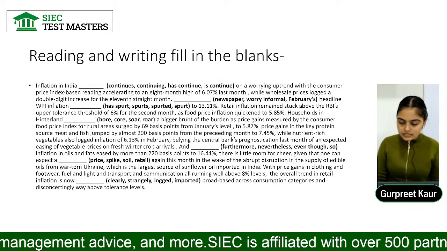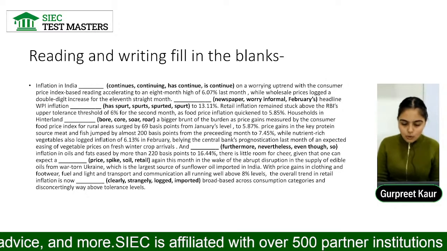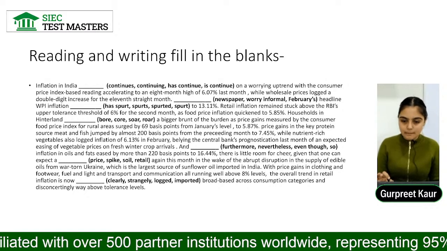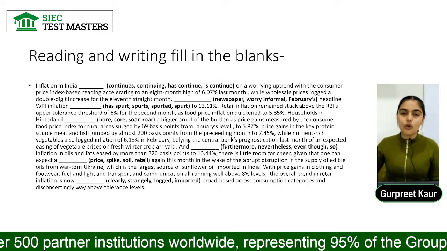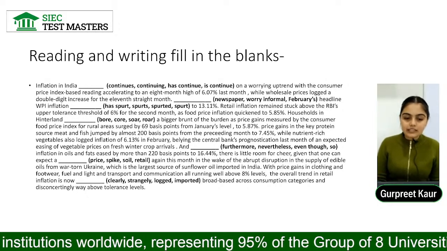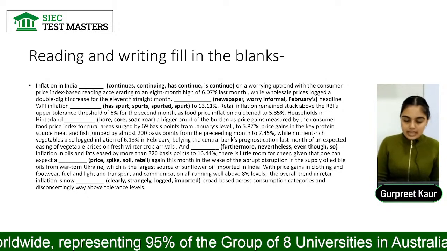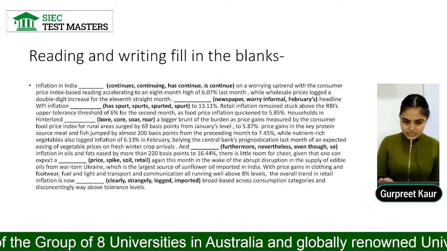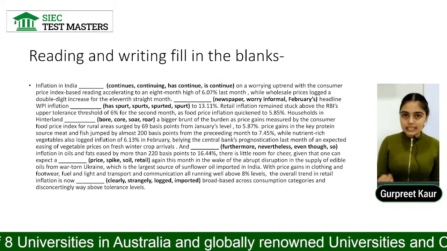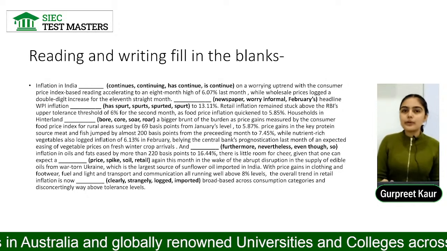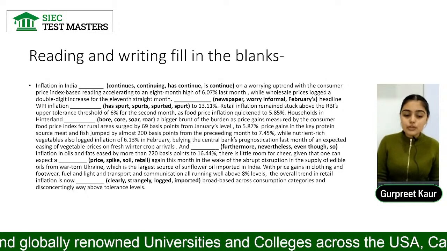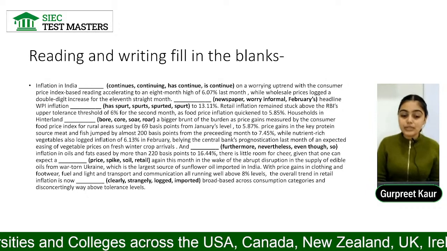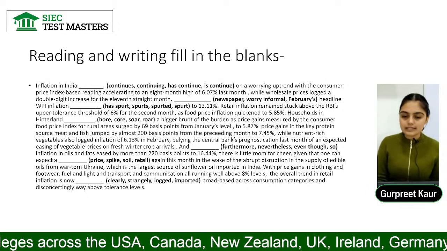Then further, there is little room for cheer given that one can expect a dash again this month in the wake of blah blah blah. Expect a price again. Expect a spike again. Spike is the synonym for rise. Expect soil, clearly eliminated. Expect a retail. Retail is clearly eliminated here. So expect a price or spike. Students get confused here. Answer here is spike. Why the answer is spike?